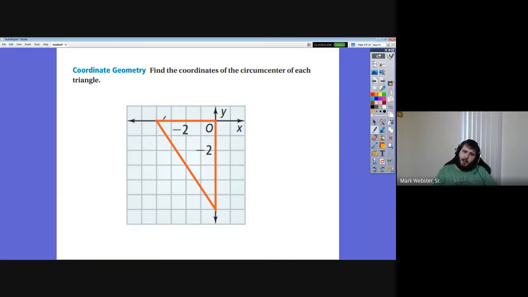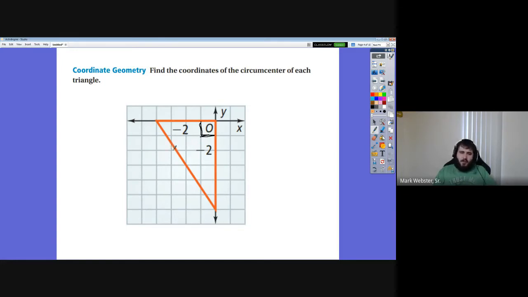And if you look, this line is on the x-axis, this line is on the y-axis. This is obviously a right triangle, because one side is horizontal, one side is vertical. These two meet at a right angle. It's got to be a right triangle. So that means that the circumcenter is just in the middle of the hypotenuse.